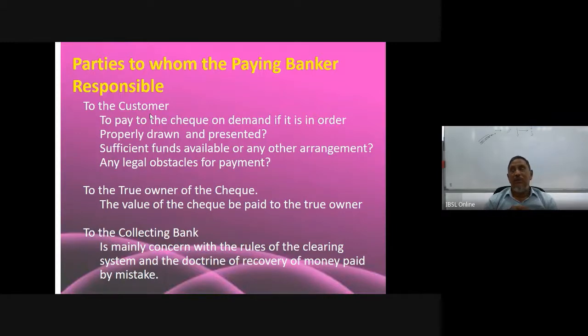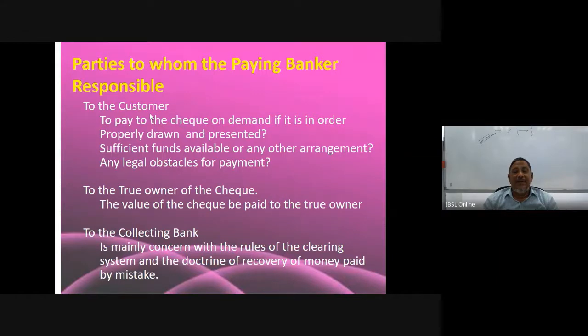According to the Great Western Railway Company case, the judges decided that funds should be available to pay the full value of the cheque, not a part. Or if funds are not available, then the customer has to make an arrangement in advance, not after the cheque is presented for payment. This is the legal system requirement.